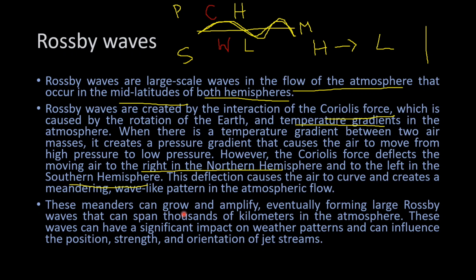These meanders can grow and amplify, eventually forming large Rossby waves that can span thousands of kilometers in the atmosphere. These waves can have a significant impact on weather patterns and can influence the position, strength, and orientation of jet streams.